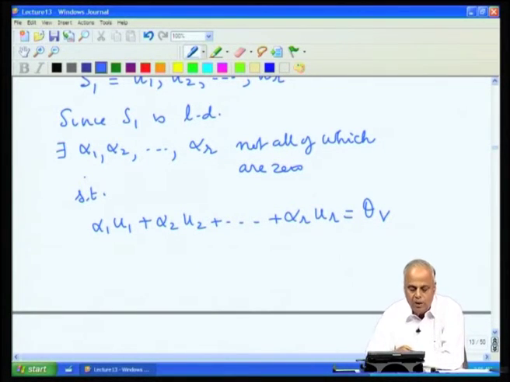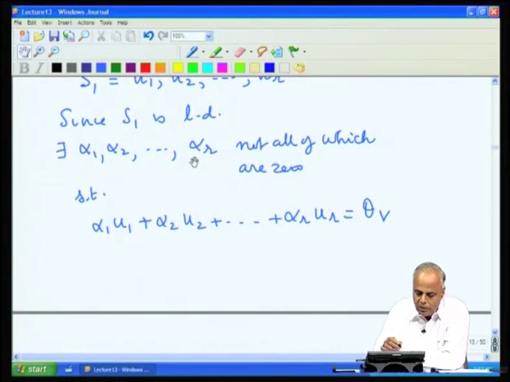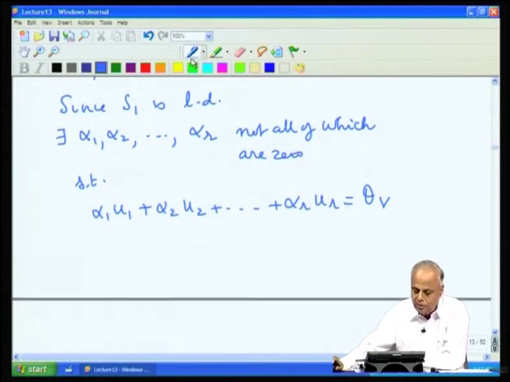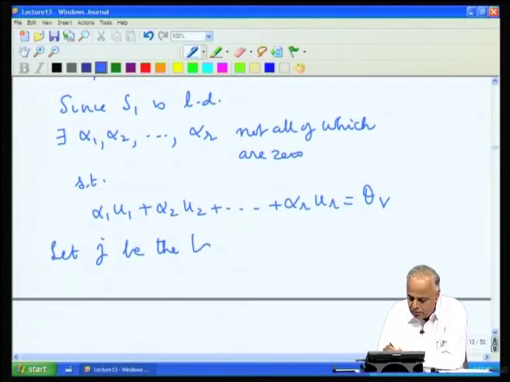Now, we look at these alpha 1, alpha 2, alpha r, all of them are not 0. So, we keep going to see which is the last non-zero alpha. It may be alpha r, or maybe alpha r is 0, but alpha r minus 1 is not 0, or it may be that alpha r is 0, alpha r minus 1 is 0, but alpha r minus 2 is not 0. So, we go and find which is the last index for which alpha is not 0. So, let alpha j be the largest index for which alpha j is not 0.